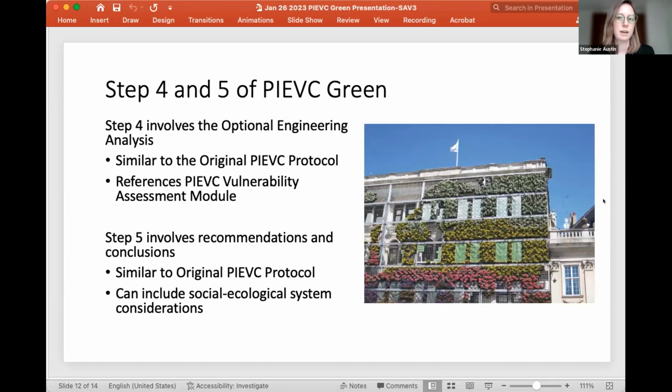So steps 4 and 5, we really made very few changes here. We didn't find them to be necessary. Step 4 involves the optional engineering analysis, and step 5 involves making recommendations and conclusions. We did add a little bit to step 5 that you can also include consideration of the social ecological system in your recommendations and conclusions. And on to the next slide.